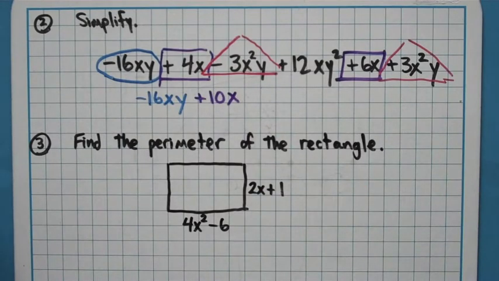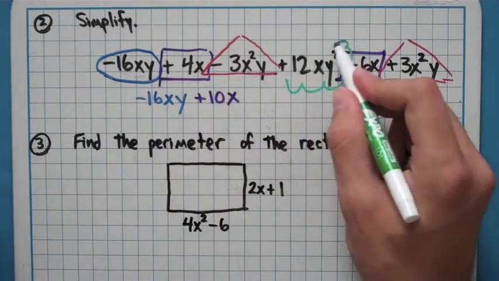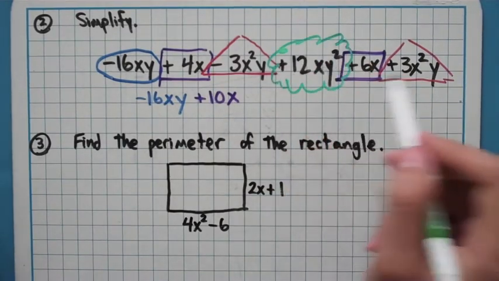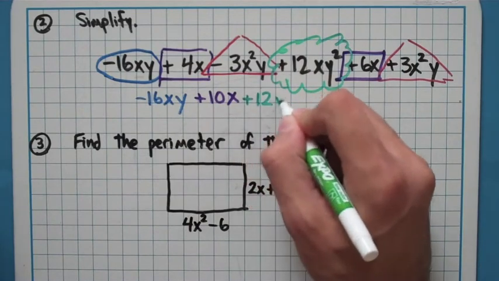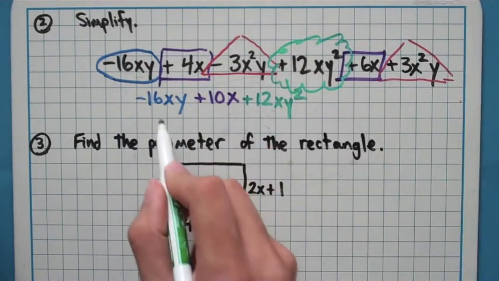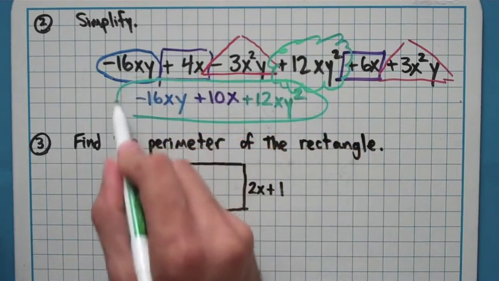And that leaves me with one more term there. I have my, I guess I'll do a cloud on this one. Got my plus 12xy squared. There's no other green clouds to go with it, so I'm just going to copy it down as is. And this would be a simplified version of my answer, as far as I can go with the problem.